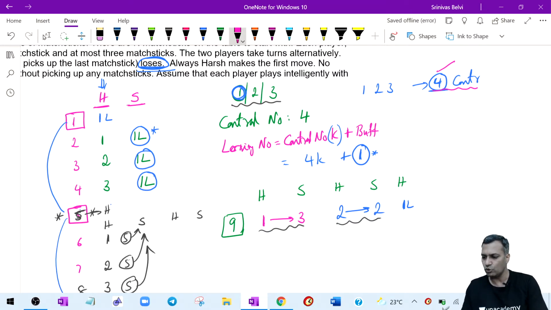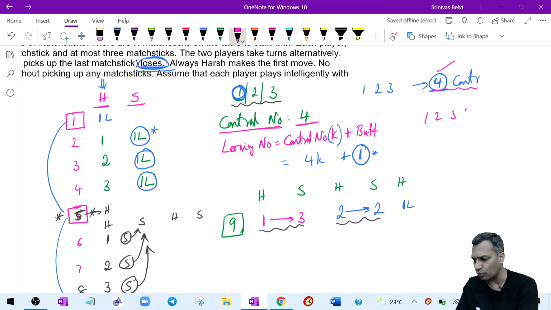Any which way, you established two things here. Did I get the control number? Yes, the control number is 4, and we also understood the mnemonic from that perspective. What if it is 1, 2, 3, 4? What is the control number? You say the control number is 4 plus 1, 5. You call 5 the control number.